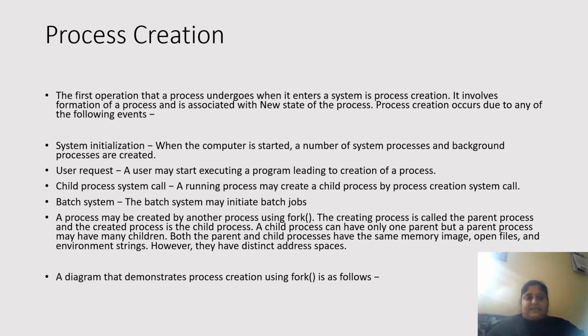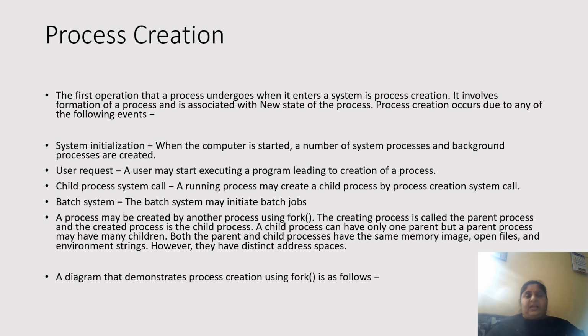Next is the child process system call. A running process may create a child process by a process creation system call. Then the batch system: the batch system may initiate a batch set of jobs. A process may be created by another process using fork.